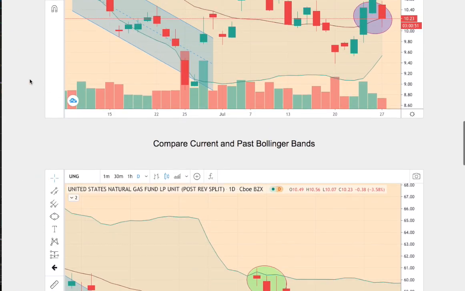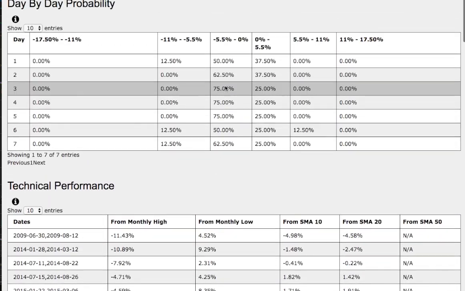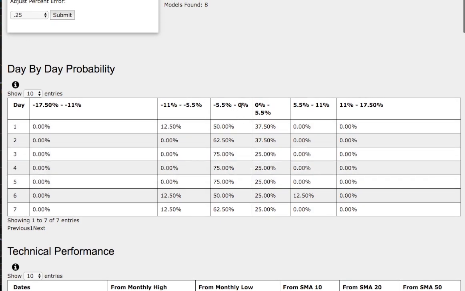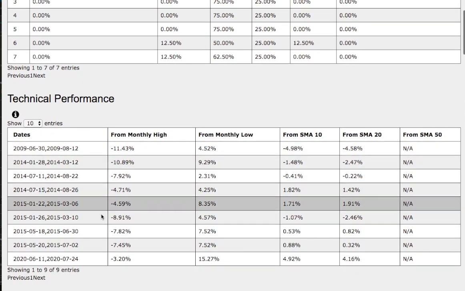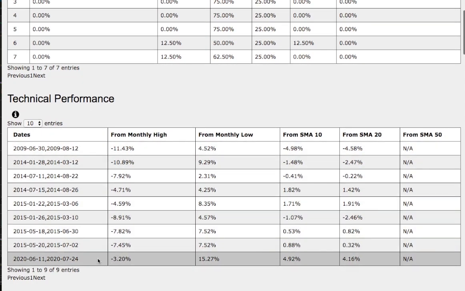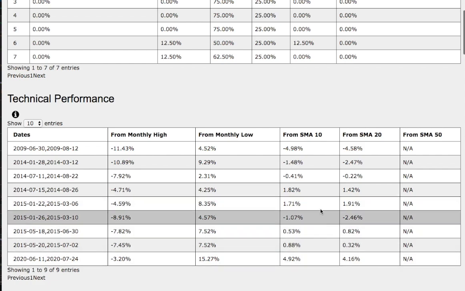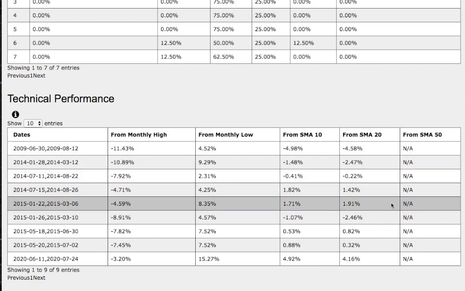And if we head back to the day-by-day probability model, that coincides with this standard deviation of 75% chance between 0 to negative 5.5%. And if we examine more closely the technical performance of the current trend and compare it to the trend in the past that we just found, there are technical similarities, and there's no 50-day moving average because we're only examining a 30-day trend.